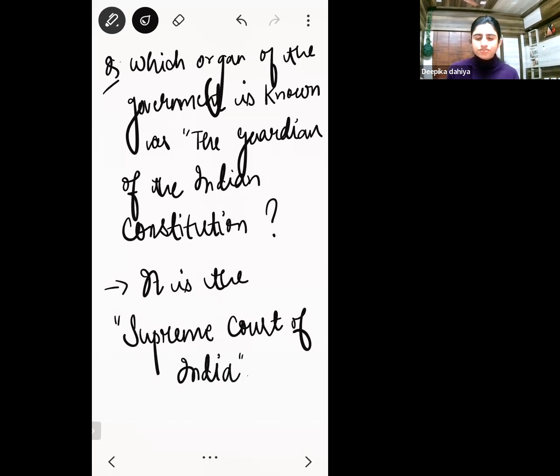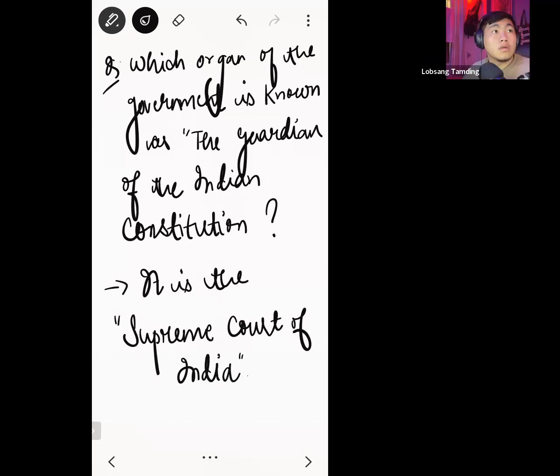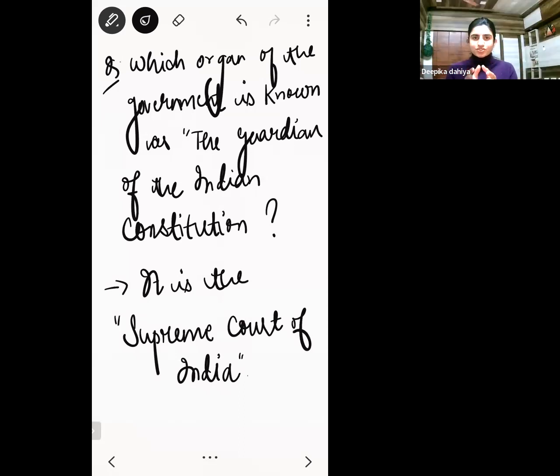How does it guard the Constitution? How does the Supreme Court guard the Constitution? This is the Constitution. It hedges the Constitution, guards it from any unconstitutional policy, from any unconstitutional law that the Parliament may come up with.